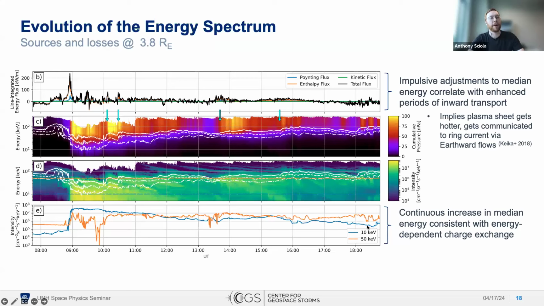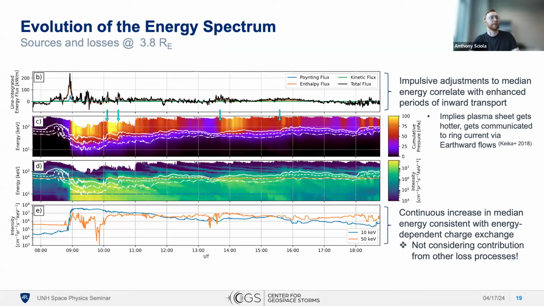So if you do a quick back of the envelope calculation, this relative difference between the two is consistent with what you expect from charge exchange. And so basically our initial conclusion from this is that the contributors to the evolution of the energy spectra are a combination of these impulsive adjustments through periods of enhanced inward transport of the plasma sheet, combined with the more continuous effect of energy-dependent charge exchange.